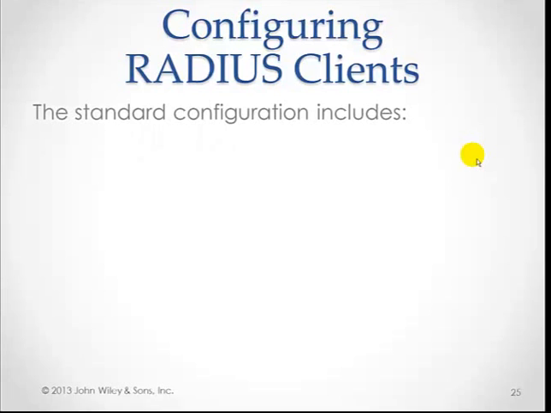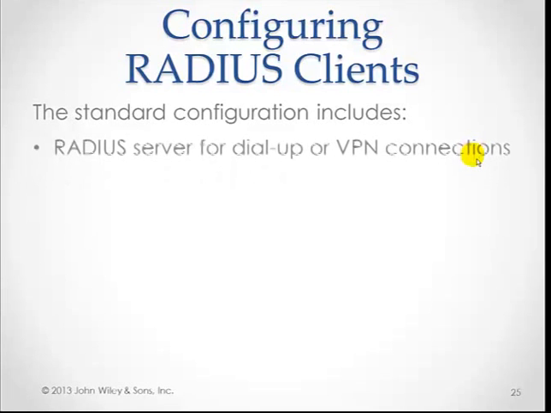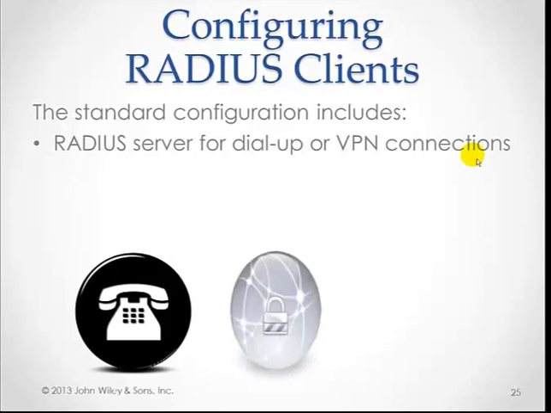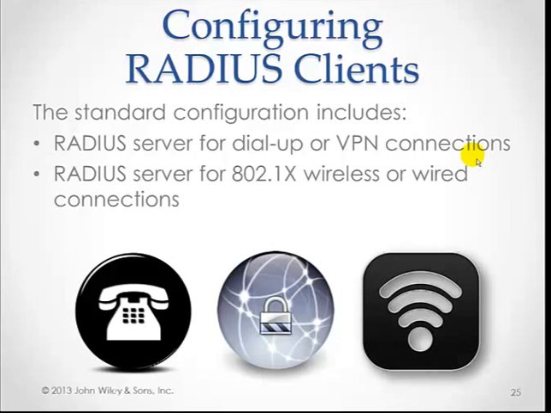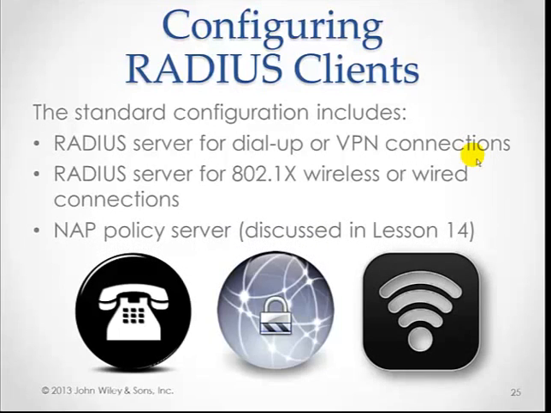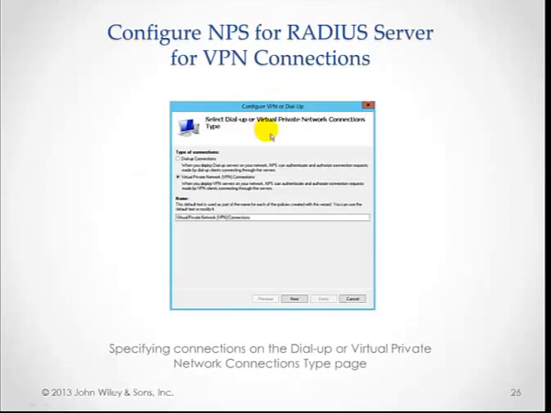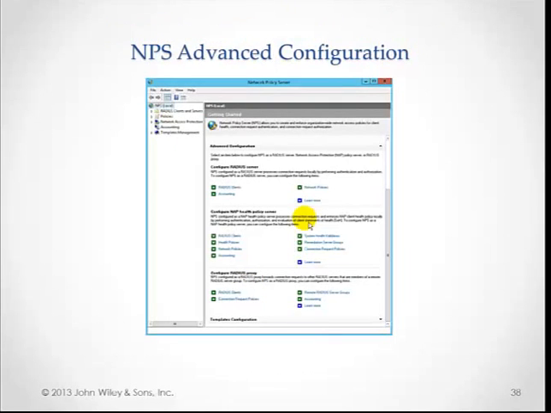Now, configuring radius clients. Standard configuration will include radius server for dial-up or VPN connections, radius server for 802.1x wireless or wired connections, and a NAP policy server, which will be discussed in lesson 14. So selecting a dial-up or VPN connections type. Now we're looking at the NPS Advanced Configuration. You can see in the Advanced Configuration you have several nodes for configuring the radius server, for configuring accounting and clients, for configuring your NAP health policy server, and configuring a radius proxy.